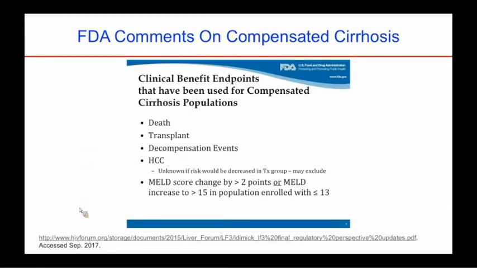So now let's talk specifically about the issue around endpoints, and I'm going to share with you what we know, and particularly what the FDA is telling us. So this is from the FDA website. The easy, and perhaps the most important, things to measure in patients who are cirrhotic are death, need for transplant, decompensation events, hepatocellular carcinoma, and a MELD score change of greater than 2 points, or a MELD increase to greater than 15 in a population.